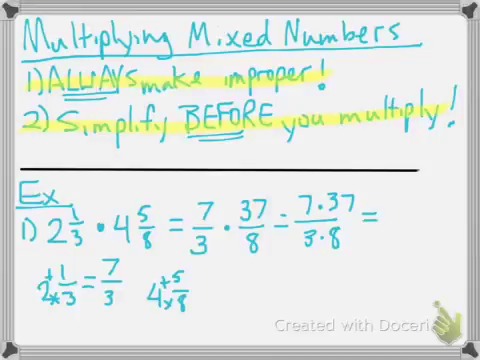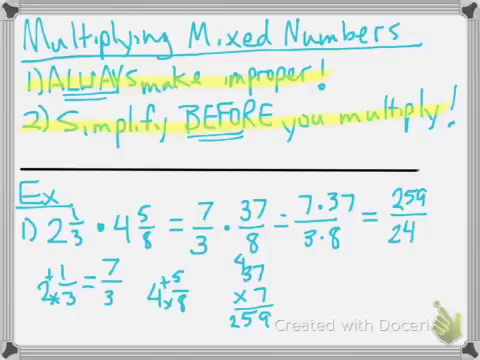Alright, now let's do 37 times 7. 7 times 7 is 49. 7 times 3 is 21, plus 4 is 25. Okay, so the numerator product is 259 over the denominator 3 times 8, which is 24. Now we have an improper fraction right here. And in the future, this will be okay. But right now, we're going to return this back to a mixed number so it looks much nicer and we can understand and appreciate it just a little bit better.